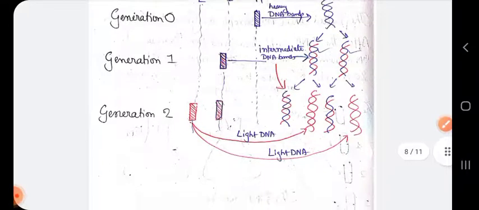Similarly, in generation 2, you can see that most of the DNA is in the light form and less DNA is in the intermediate form. Okay.